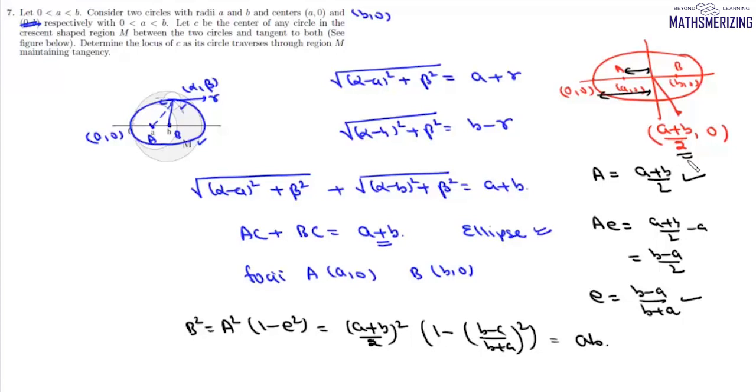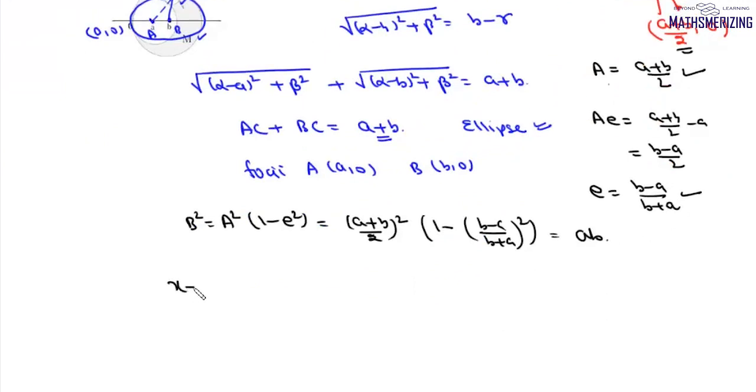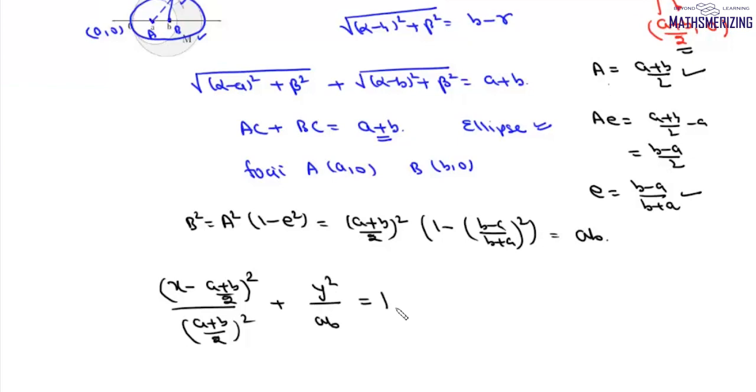Now once we have the center and we have a and b, we can write the equation of this ellipse as (x minus (a+b)/2) whole squared upon a squared, which is ((a+b)/2) squared, plus y squared upon b squared, which is ab, and it'll be equal to 1, and that is the locus of this circle.